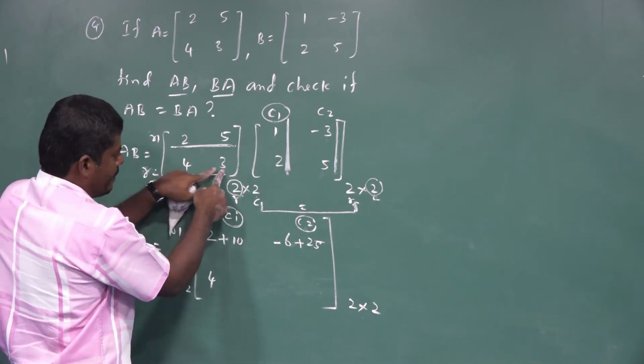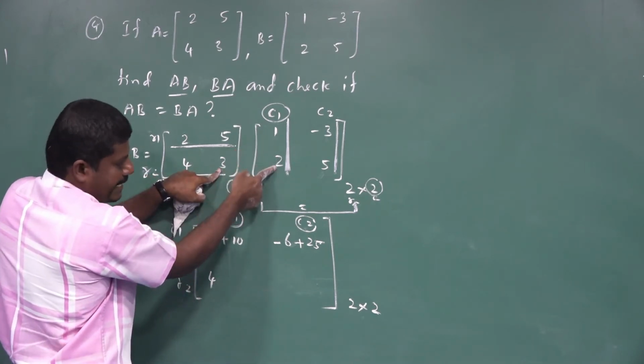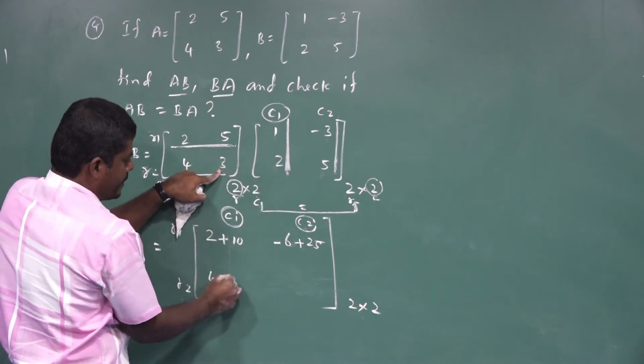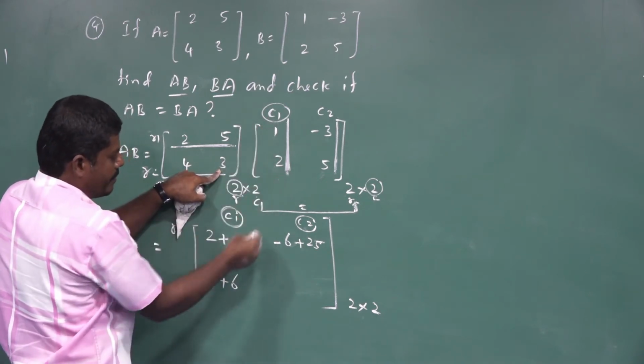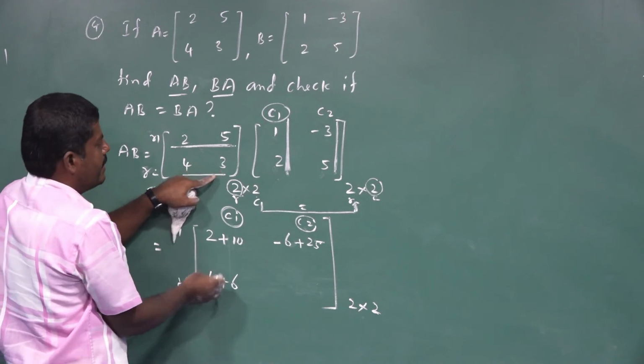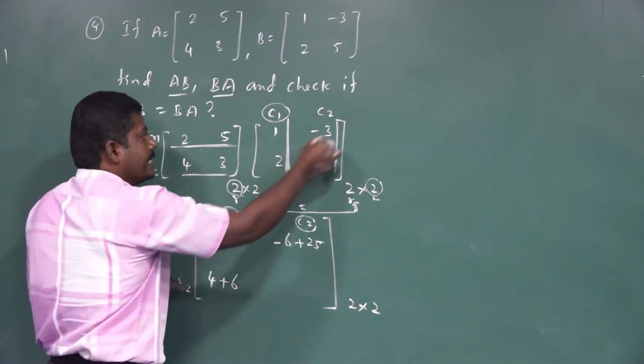Next you take the second element here. Here also you take the second element. 3 multiplied by 2 is 6, plus 6. So the first column is over. Understand?